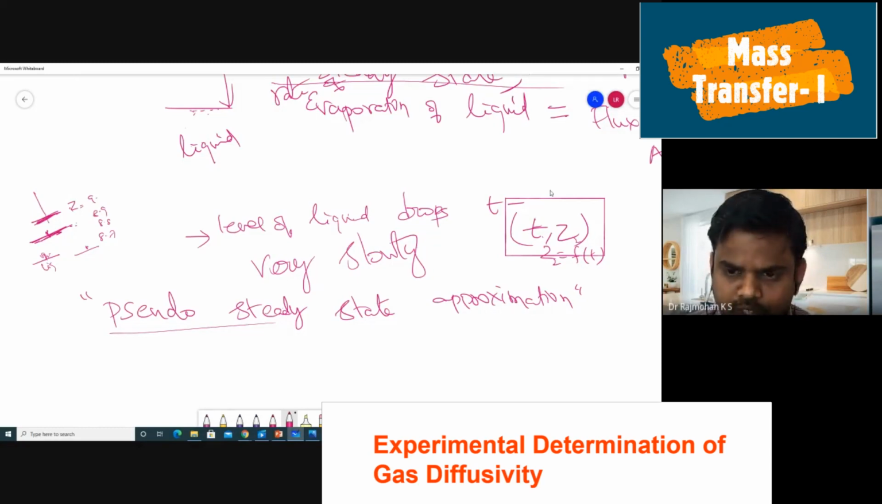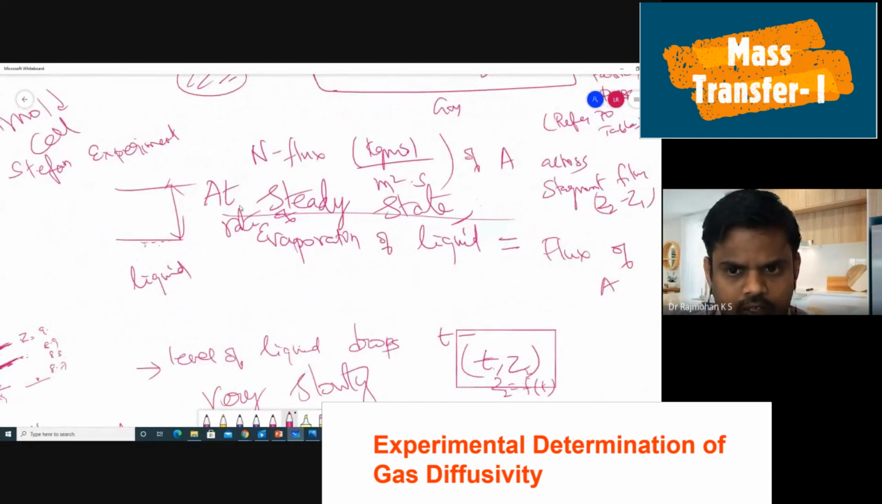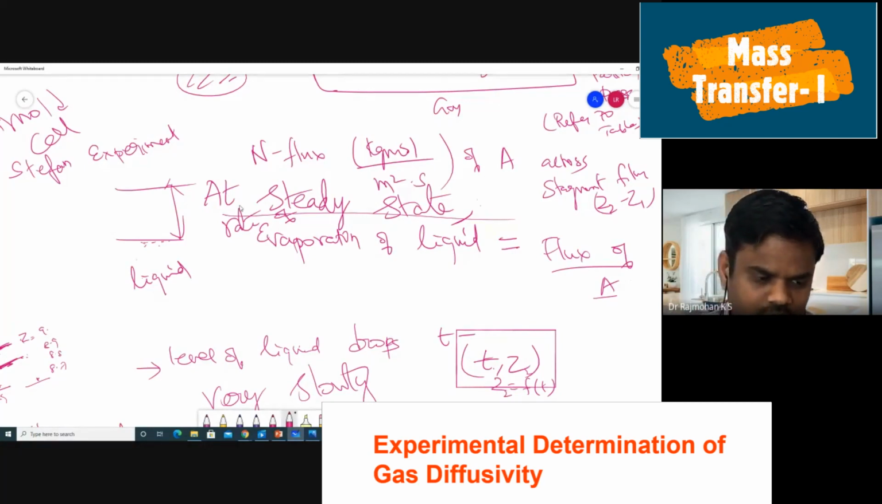I repeat, the liquid level in the vertical tube drops very slowly and the pseudo steady state assumption is reasonable. That is, A diffuses through the tube vertically at steady state at all times. We are assuming a pseudo steady state at which the rate of evaporation is equal to the flux of A. As the liquid level falls by a small amount, a new steady state of diffusion of A is established simultaneously. The moment the level changes, that new steady state flux is there, because the flux equation we derived is for steady state conditions, right?